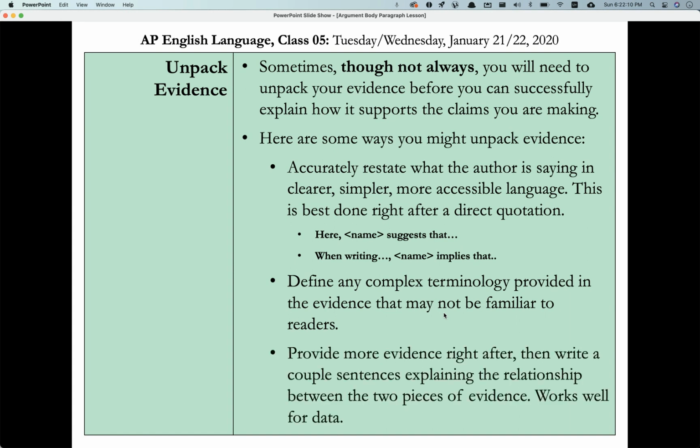So another thing you could do when you're unpacking evidence is actually build on the evidence. So you give a piece of evidence, and then you immediately give another piece of evidence, and then you write a couple sentences explaining the relationship between these two pieces of evidence. This is great for data. One piece of data by itself, like a percentage or something, might not stand very well on its own when you're building an argument. But if you include a percentage and then it's some other piece of data that goes with the percentage, that percentage then might become much more meaningful for your readers and will make it easier and more compelling for you to write the rest of your argument.